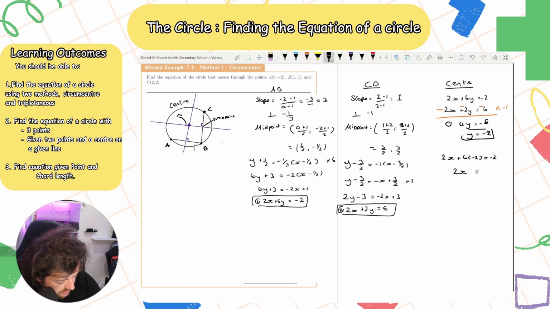2x is equal to minus 2 plus 12, which is 10. And then x is going to equal 5. So my center point is (5, -2). And that's the center over here, (5, -2).